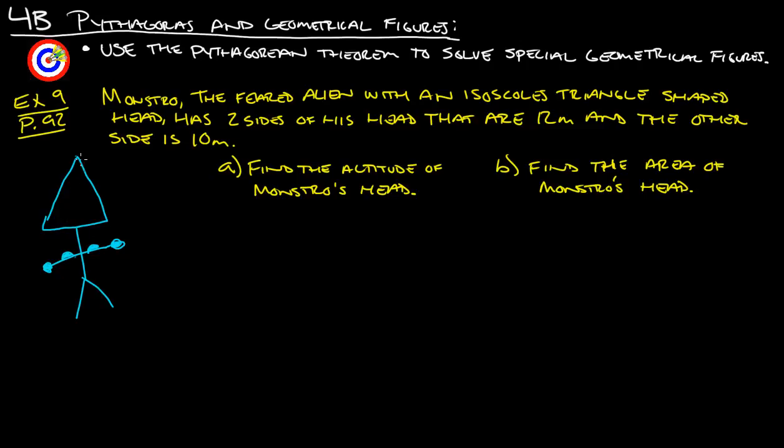So, here is Monstro. We have to figure out what the altitude of Monstro's head is. So let's draw that little altitude. These are right angles. That length there is the same as that length there, and this is the same as that. And we know the two sides of his head are 12 meters, so this is 12 meters by 12 meters.